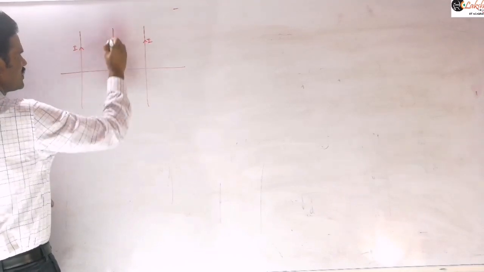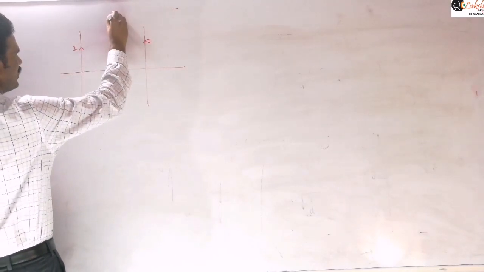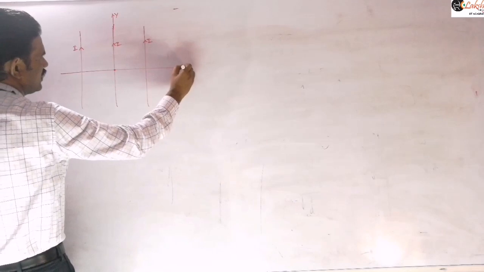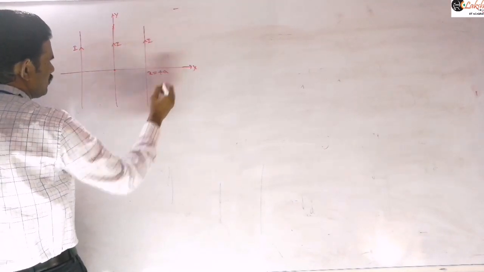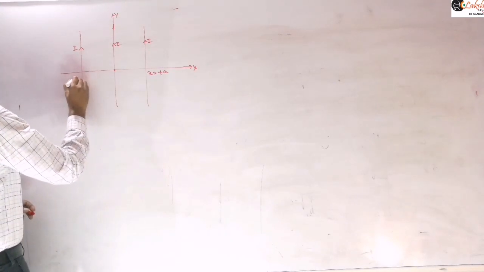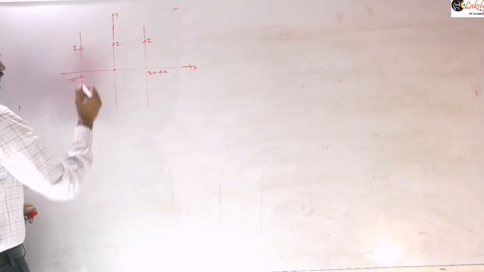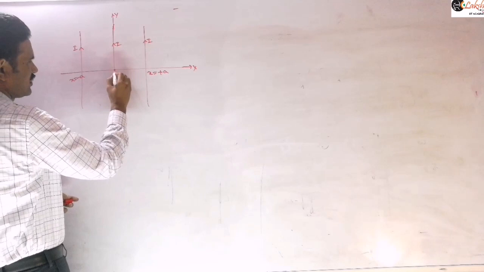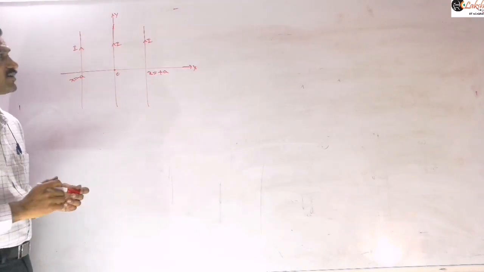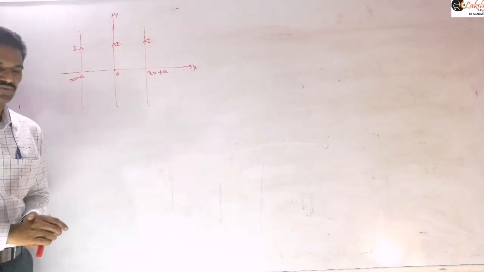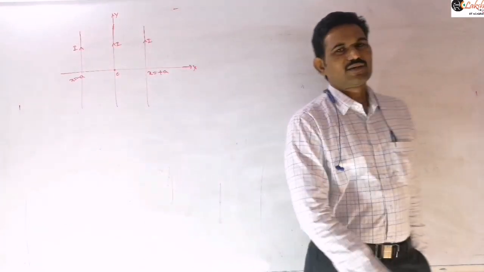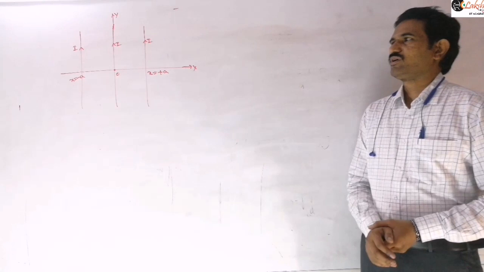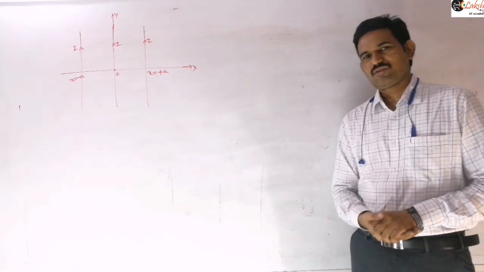And suppose this is our y-axis, this is our direction of the y-axis, and this is our x-axis. So this corresponds to x is equal to plus a and this corresponds to x is equal to minus a. So this is the origin here. This point is the origin and it is lying in the xy plane we are taking there. Right?